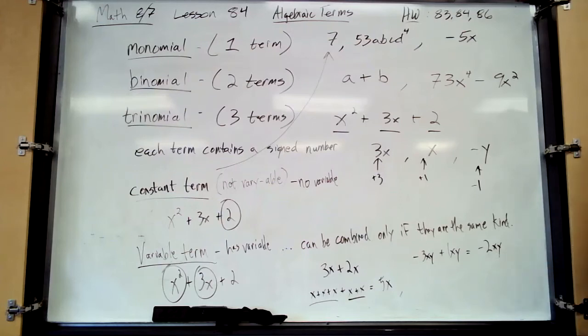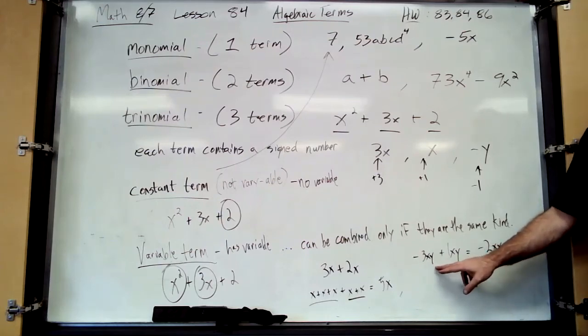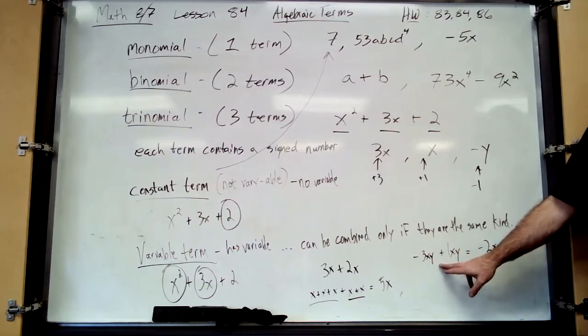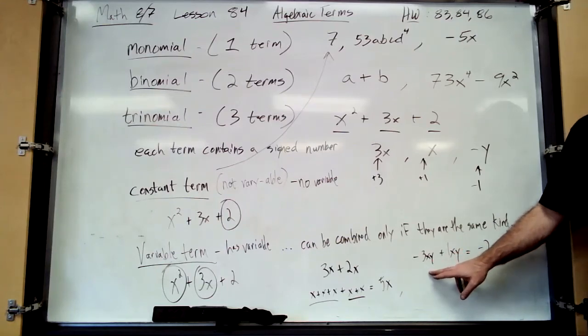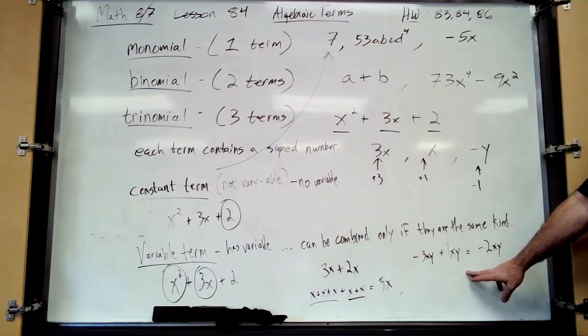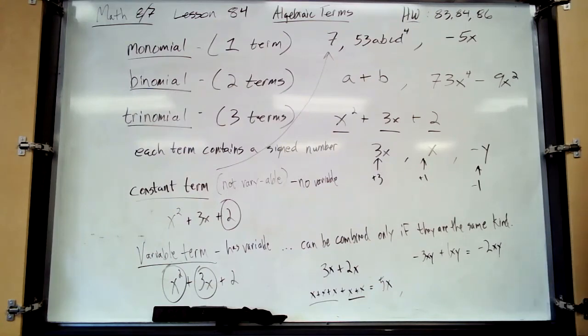Negative 2xy's. Okay, think of this xy as like brown elephant. So you have negative 3 brown elephants added to 1 brown elephant. Well, now you have 1 less of your debt, so negative 2 brown elephants. You have a debt for an elephant.